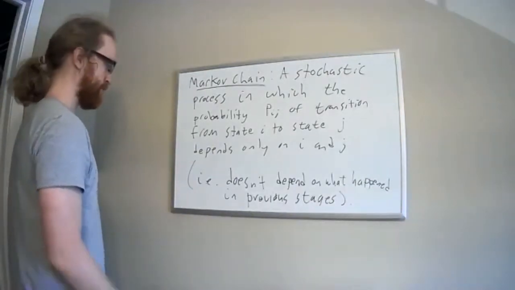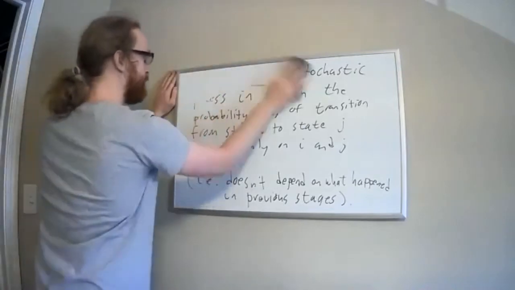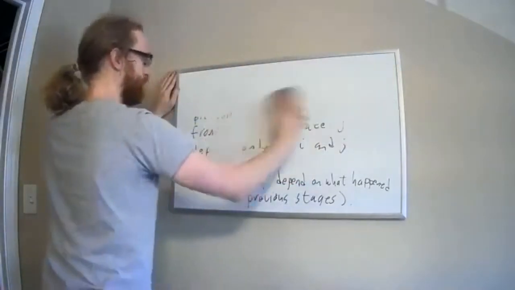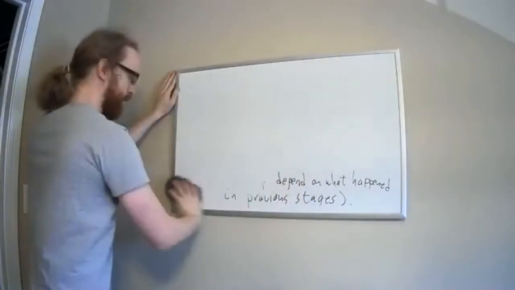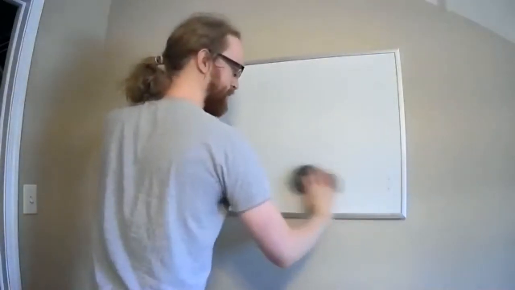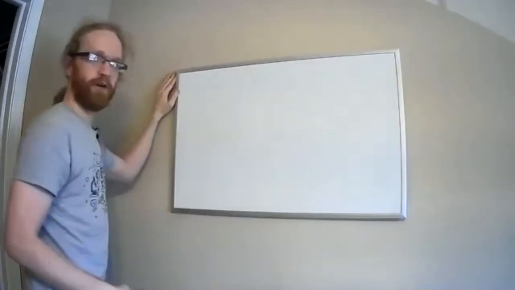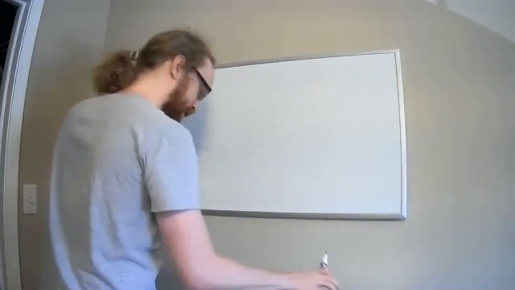But I also gave you a couple examples of things that were Markov chains. One of them was flipping a coin a bunch of times. That was too simple an example to really be interesting. But flipping a coin a bunch of times qualified, because the probability was just always a half for each stage.